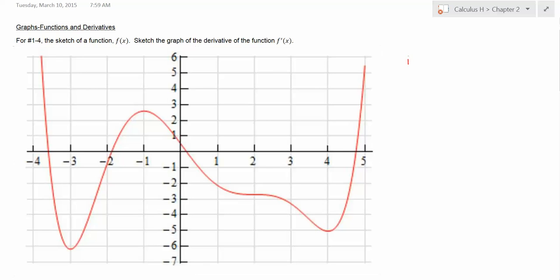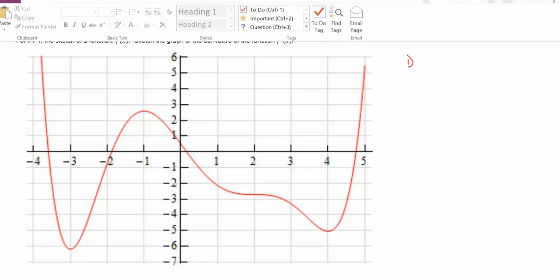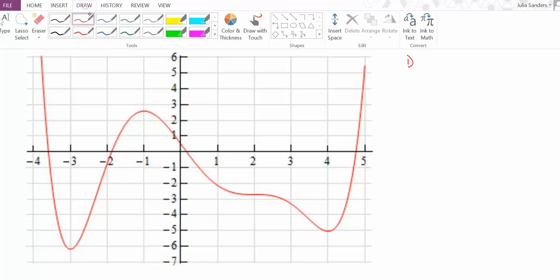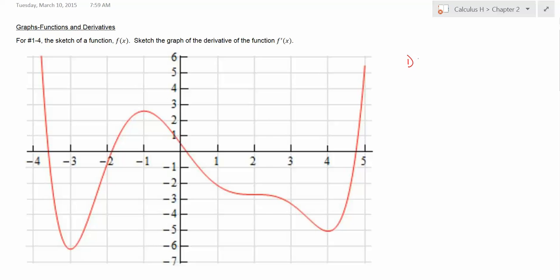Usually I first recommend to, let me choose a different color here, look at where the derivative, or what is considered our slope, equals 0. So if we look at where our slope is 0, you can see it happens here at -3 if you draw on a horizontal tangent line.